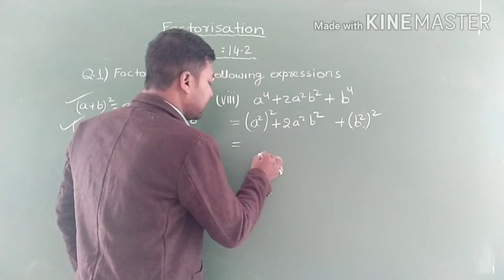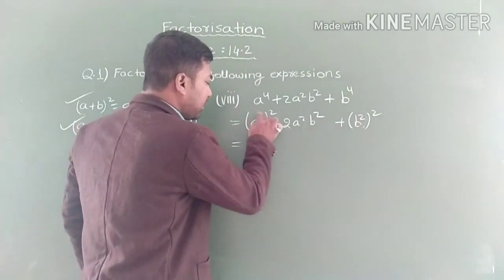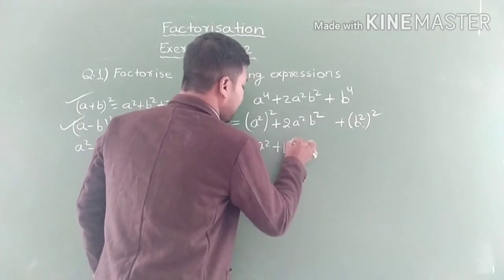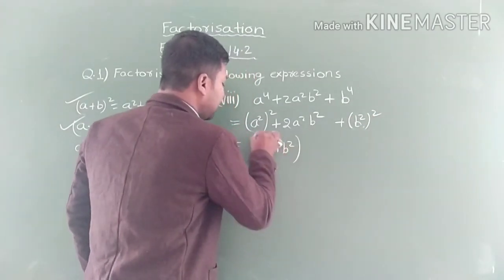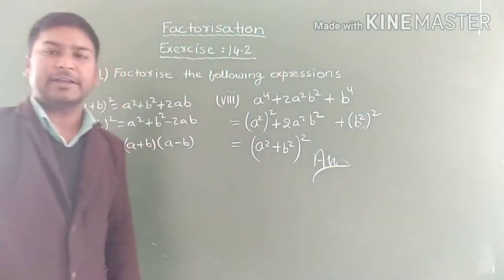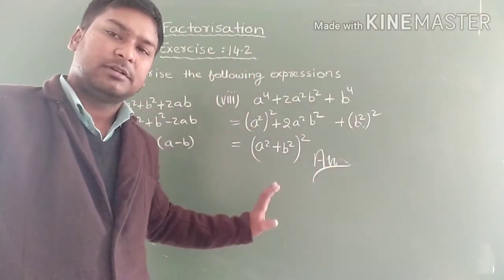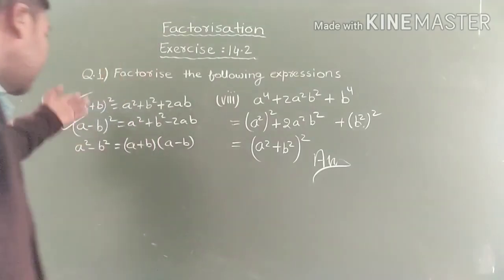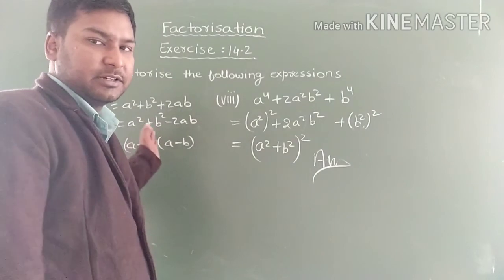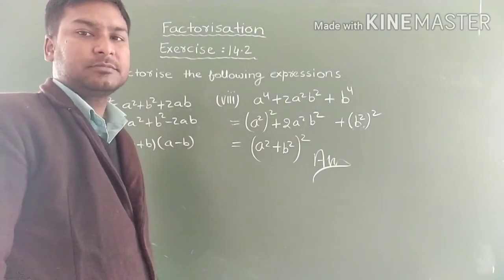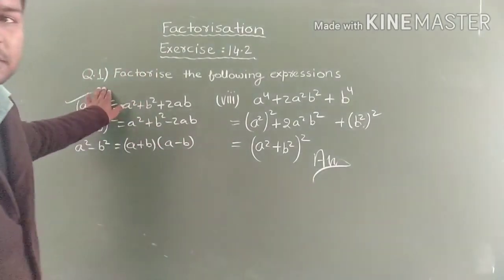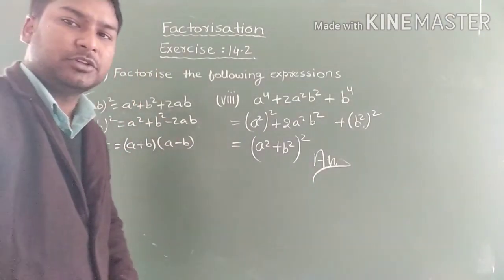So that means we can write a plus b whole square. So a is a square and b is b square. So a square plus b square, whole square. Now this is the answer. Okay, now it's very simple. Simply we have to convert into this formula. Then directly we can write the answer. Okay, write the answer. Now this was the complete expression of question number 1. Now the next question, number 2.